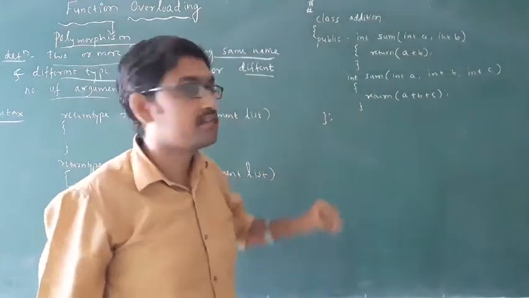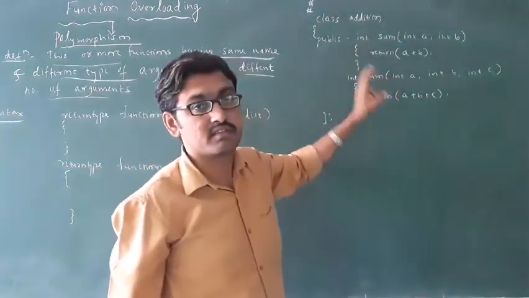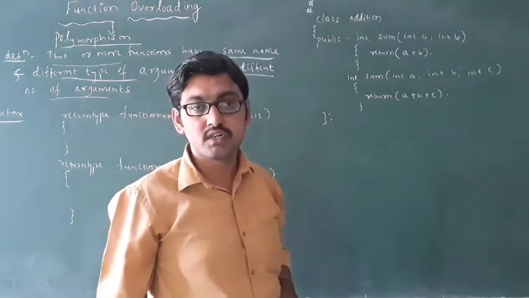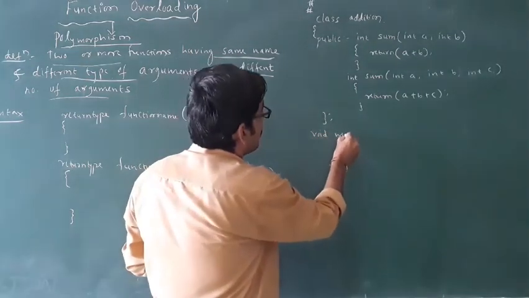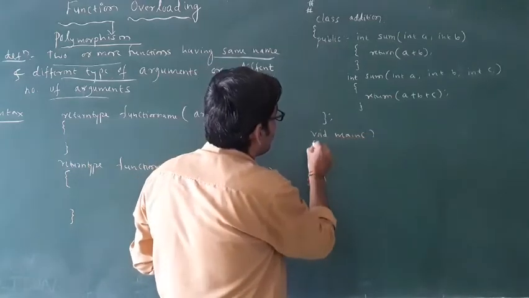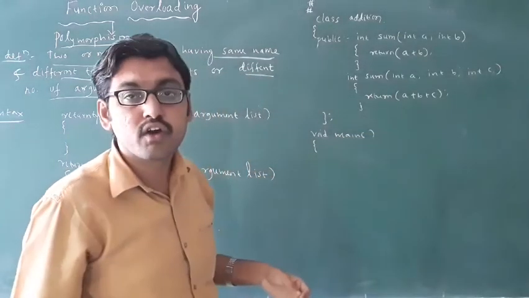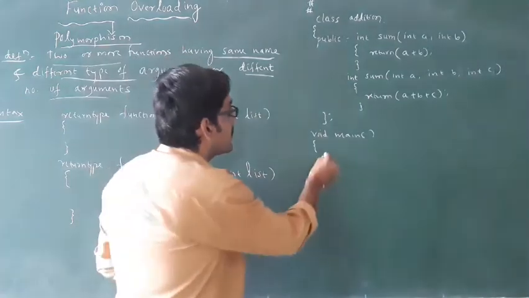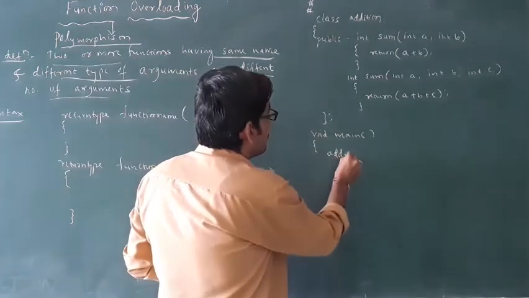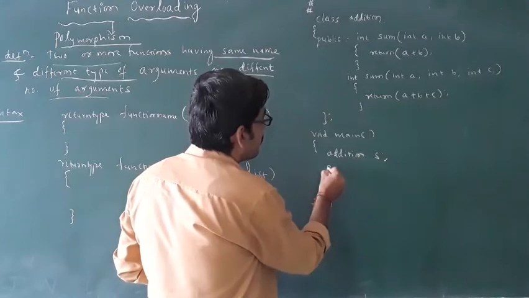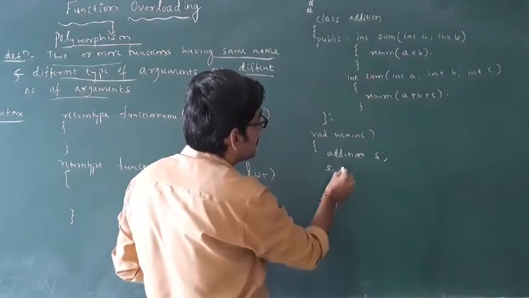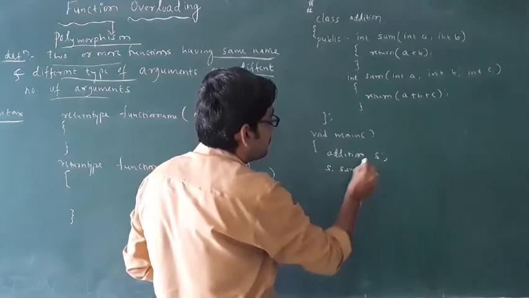Okay, this is slightly different in the functions. Now it will execute. Okay, then we can call it now. I am taking void main. How to create an object? You know how to create an object. An object can be created by using the class addition. Yes, then we can write how to access: s dot sum.